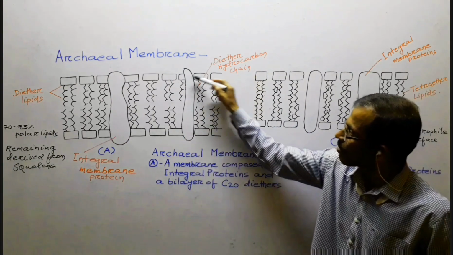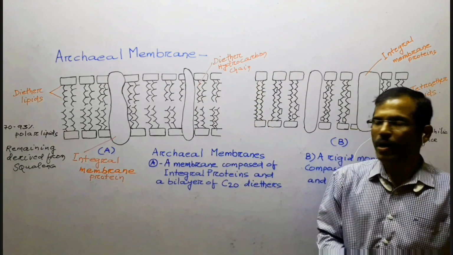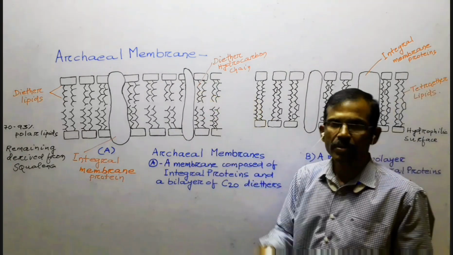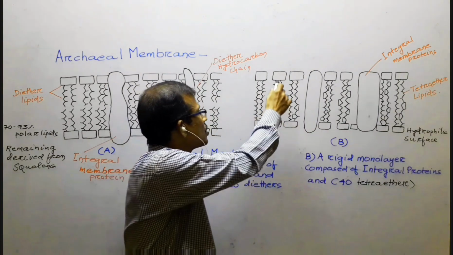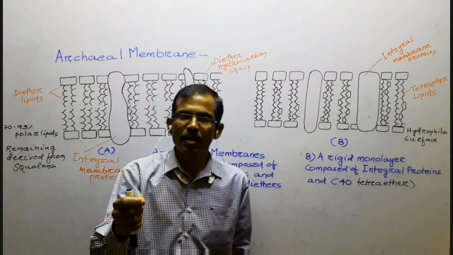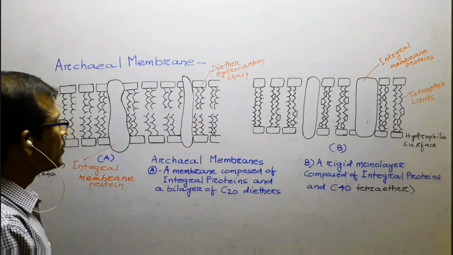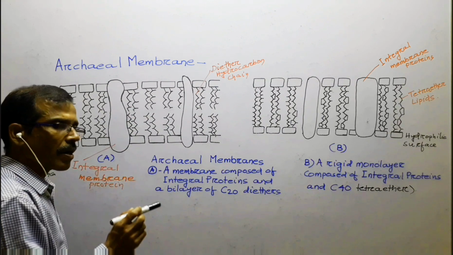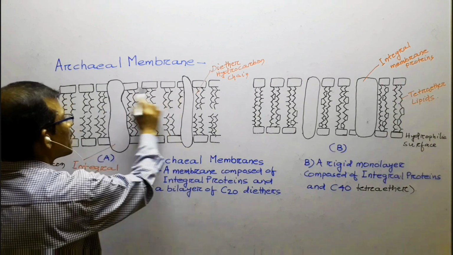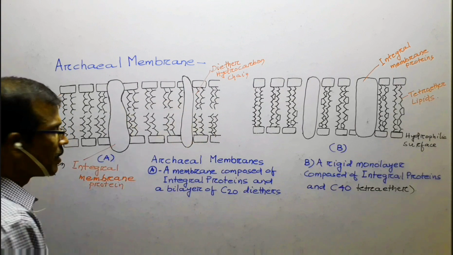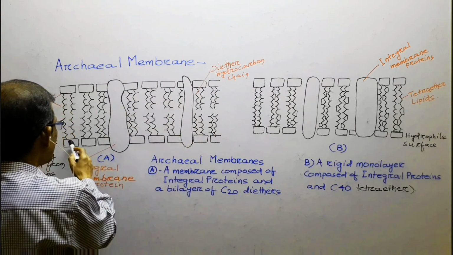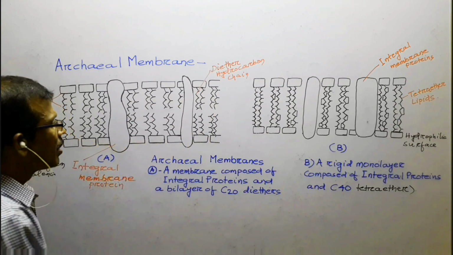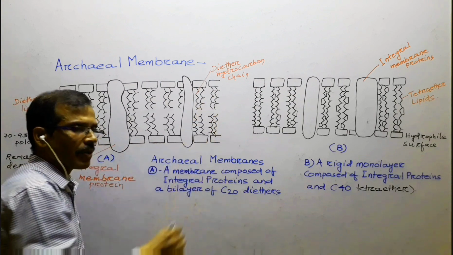There are two hydrophilic surfaces and a hydrophobic core. When the membrane is composed of C20 diethers, a regular bilayer membrane is formed. But when the membrane is composed of C40 tetraethers, a monolayer membrane is formed which has much more rigidity. These two figures show the structure of archaeal membrane. In some archaea, the plasma membrane is composed of two layers of C20 diethers in which protein molecules are embedded. This is the integral membrane protein, and this is a hydrophilic surface, and this is another hydrophilic surface. These are the polar hydrophilic head groups. And these are the hydrocarbon chains which are derived from isoprene subunits.